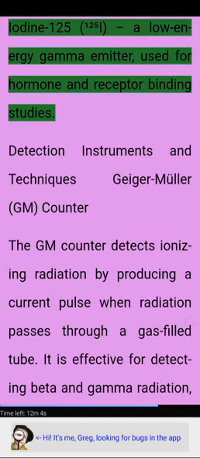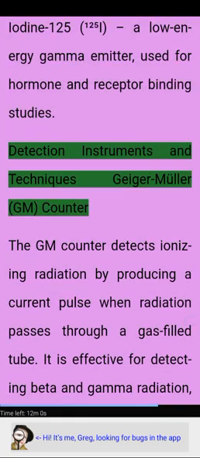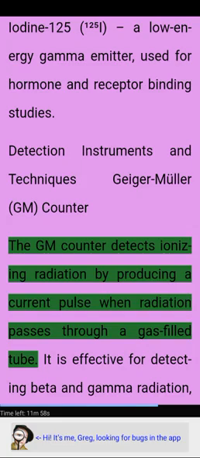Iodine-125 (¹²⁵I), a low energy gamma emitter, used for hormone and receptor binding studies. Detection instruments and techniques: Geiger-Müller (GM) counter. The GM counter detects ionizing radiation by producing a current pulse when radiation passes through a gas-filled tube.